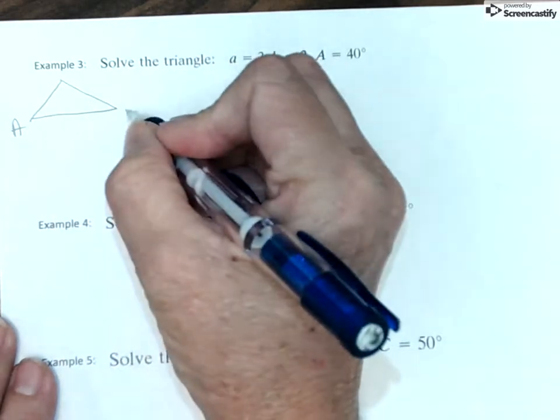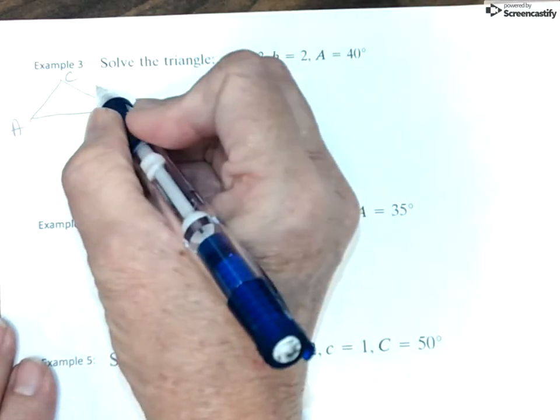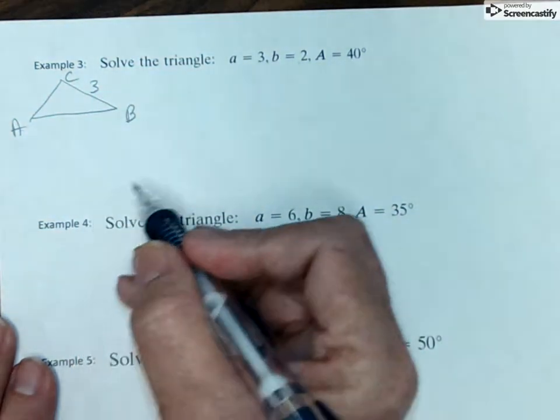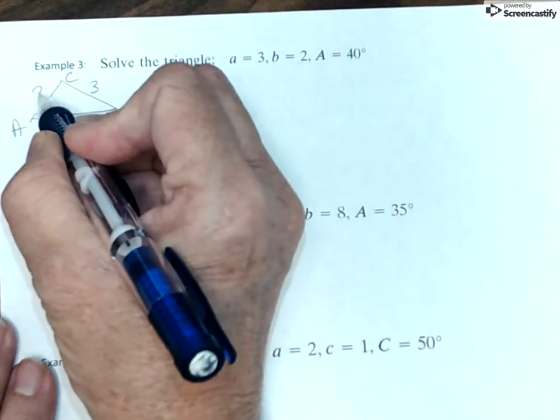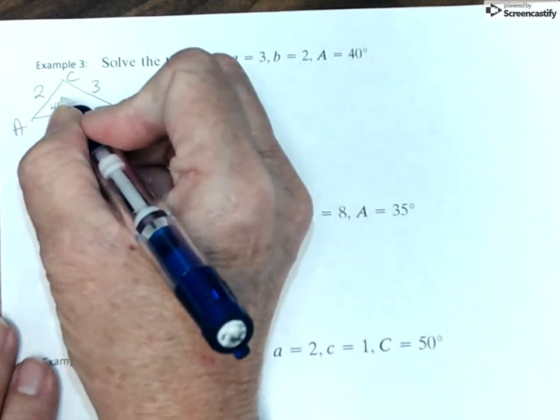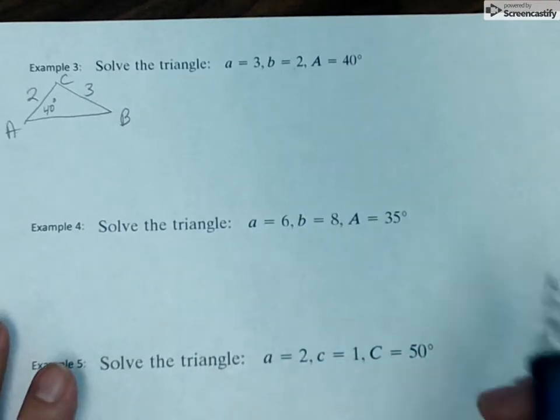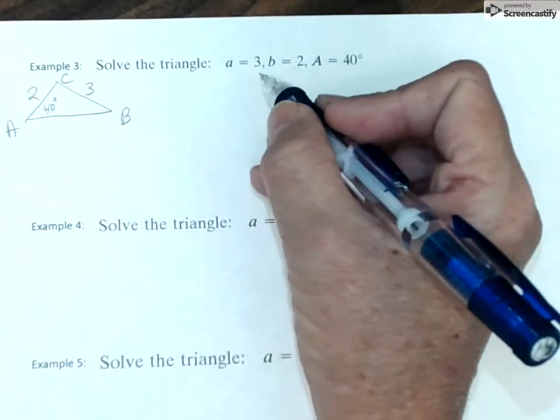Let's just call this A, B, and C. This is angle A. Side A is across from it, and so that's 3. We also know side B is 2. And we know angle A is 40 degrees. So, 40 degrees.